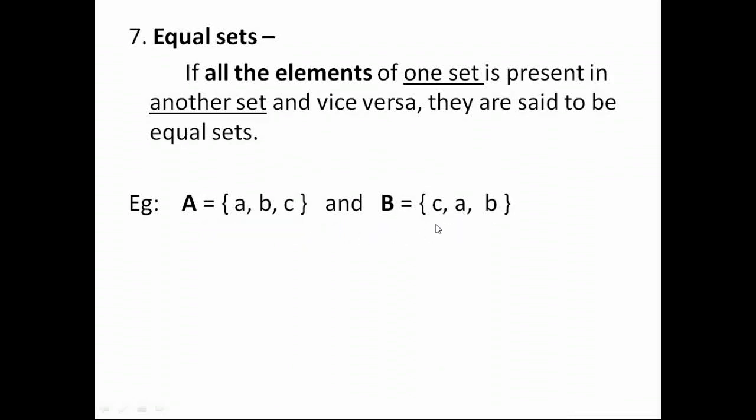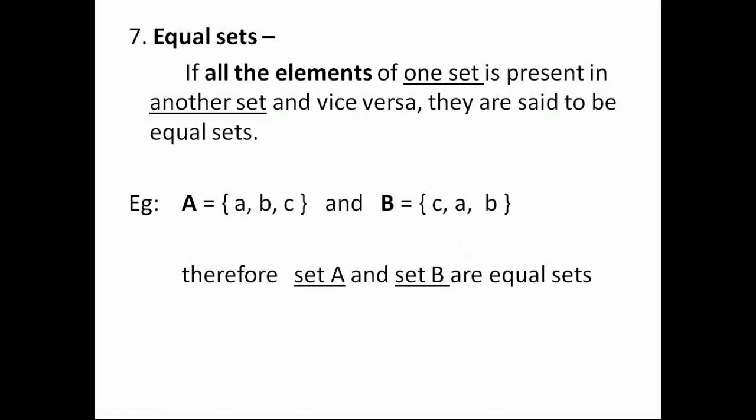So here it doesn't matter that the order is different. If A has these elements and B also has these elements, it means that both the sets are equal sets. So we can say set A is equal to B, and you can use this equal sign to represent that the two sets are equal.